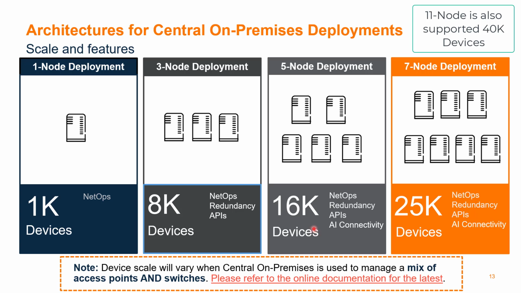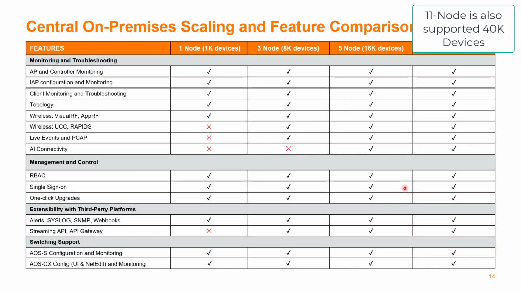I'm going to show you a quick one. NetOp here is supported in all of them, but then redundancy, API, AI connectivities, and more features are available. The more you add, the more features you are able to support. Here is just an example of if you deploy 1 node, what's missing.